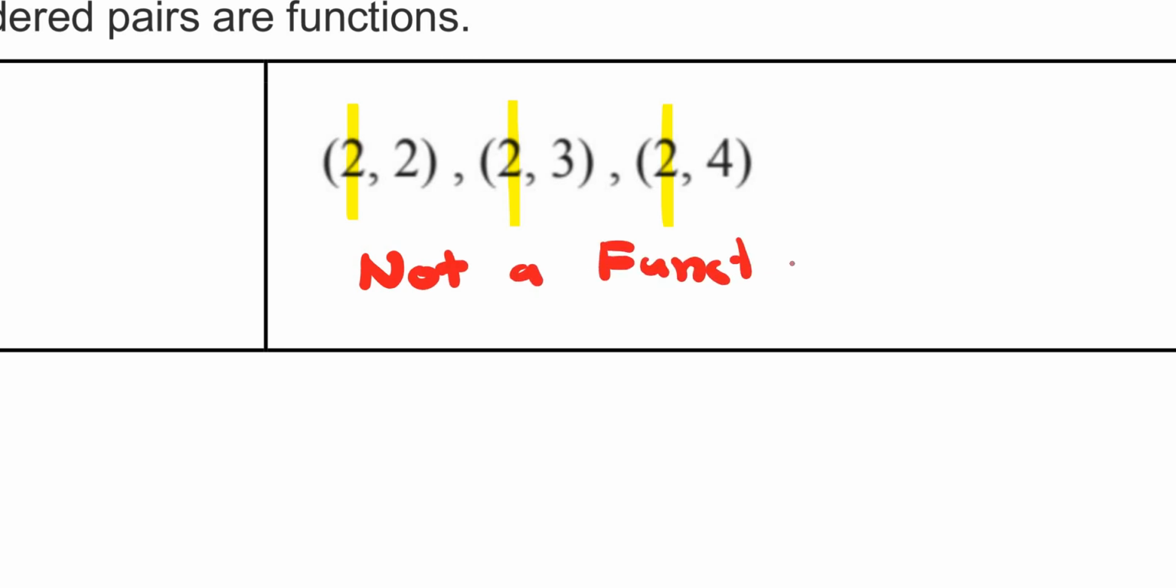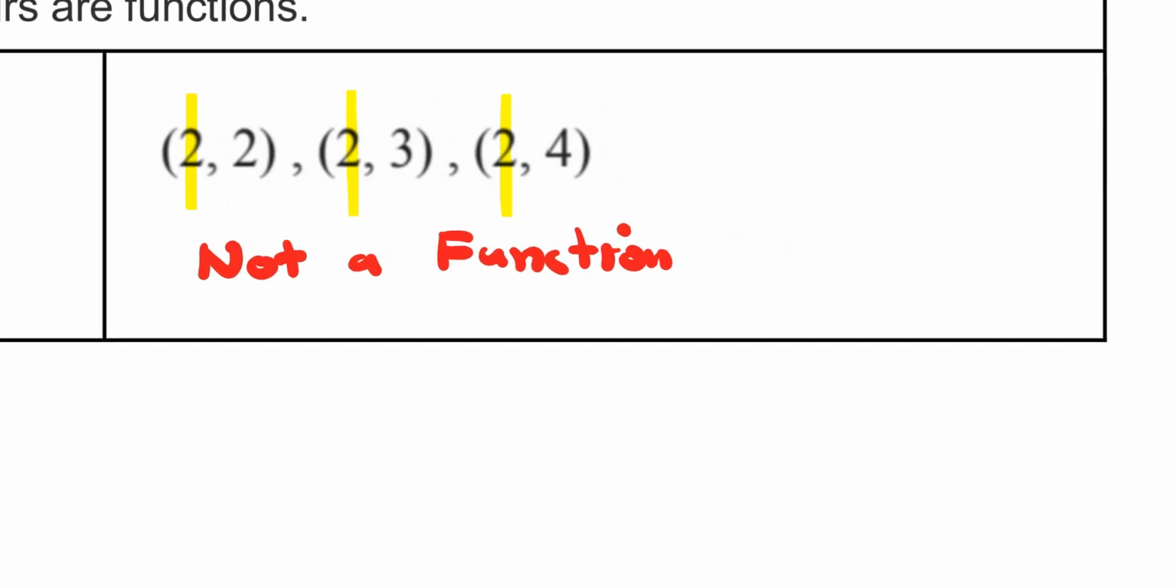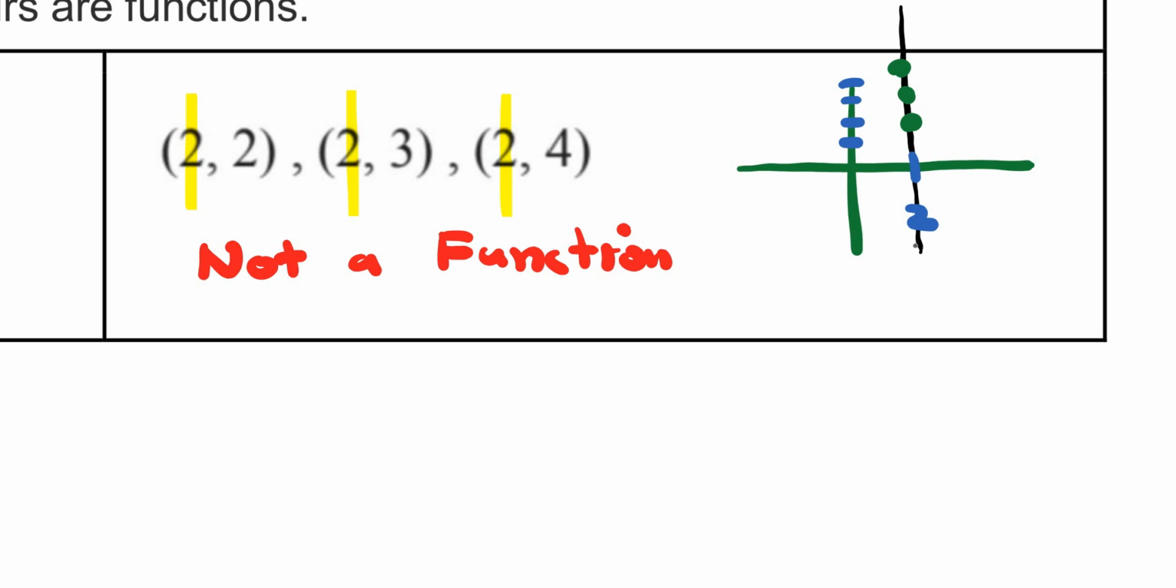All right, there are multiple x values, right? And if you had to just sketch this, here's the 2 value. Basically, there's a point at (2, 2), (2, 3), and (2, 4). And if I just draw a vertical line right through those points, there are multiple y values there, right? So this is not a function here. Okay.